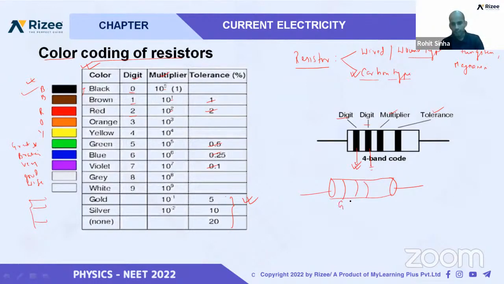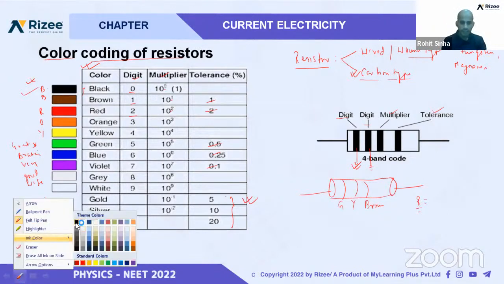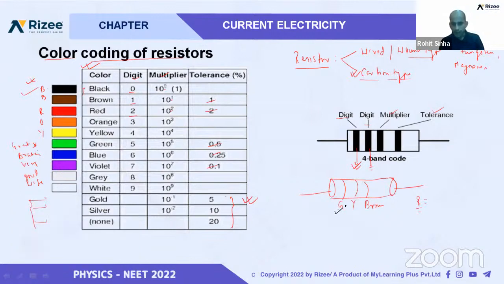One is green, yellow, and it is brown. You have to write the value of resistance. How to write it? We know by using the technique. Green, the first band, and the second band will give you the digits. You see, G for green gives you 5. Second, yellow: you see here, yellow is 4.